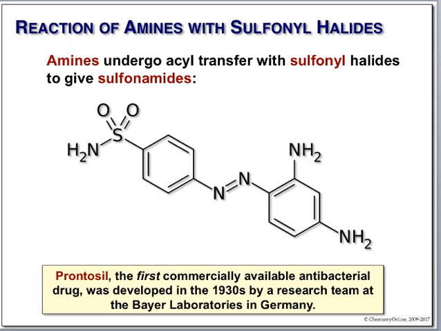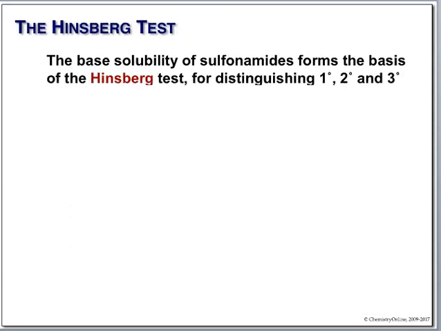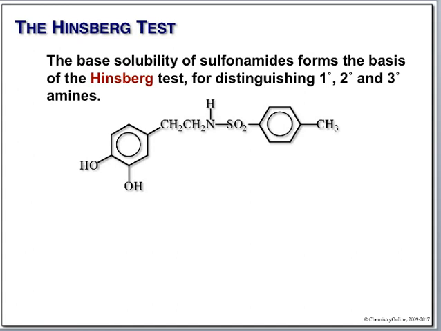Sulfonamides also have a place in qualitative organic chemistry. This is something that's important to remember if you ever take a standardized test, called the Hinsberg test. Let's say that we had an amino group. We know it's an amine, and we react it with toluene sulfonyl chloride to make the sulfonamide. Well, it turns out that this nitrogen is fairly acidic, just like phthalimide was acidic.